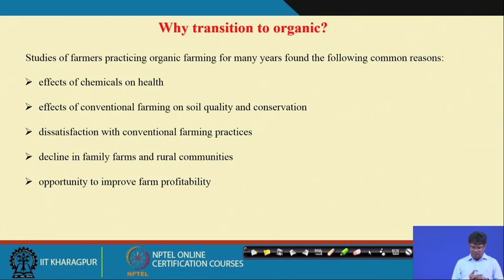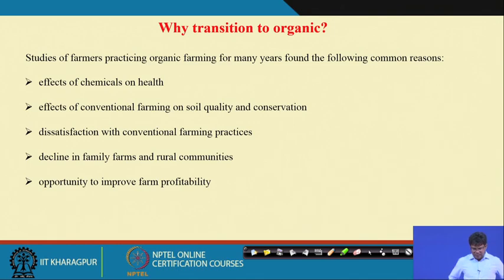So, that is one problem of conventional farming: there is degradation of soil quality and also of soil conservation. Soil is getting eroded, by water and by wind, because of the degraded soil quality. That needs to be protected using organic farming.